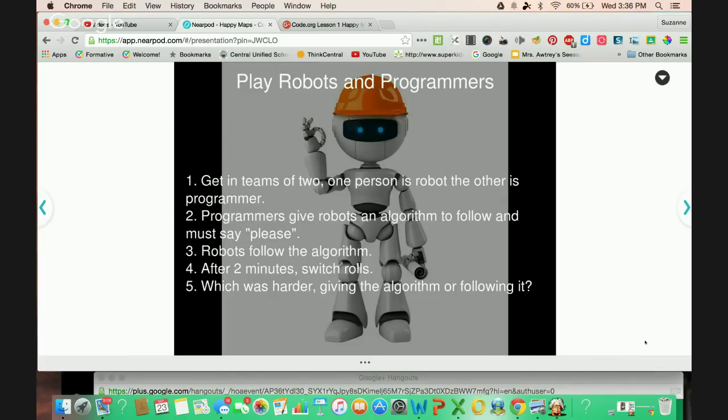After you're done, you're going to switch roles and the other person gets to be the programmer and the robot. I want you also to think about when you're done, which was harder? Was it giving the algorithm or following it? So next you will play programmers and robots. But first you must tell me what our fancy word is and what it means.